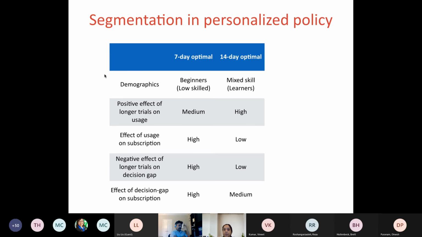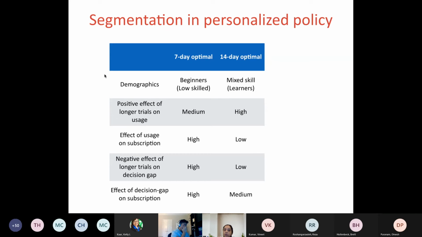Whereas the 14-day optimal people are mostly people with mixed skills. It seems like they are the people who are actually learning and using the software the most. When given longer trials, they tend to use it much longer. But the effect of usage on subscription is kind of low for them. It's positive, but the magnitude is smaller. And that could be because they're still figuring out whether the product is a good fit for them or not. And maybe as some of them use it, they figure out it's not so useful and choose not to subscribe.